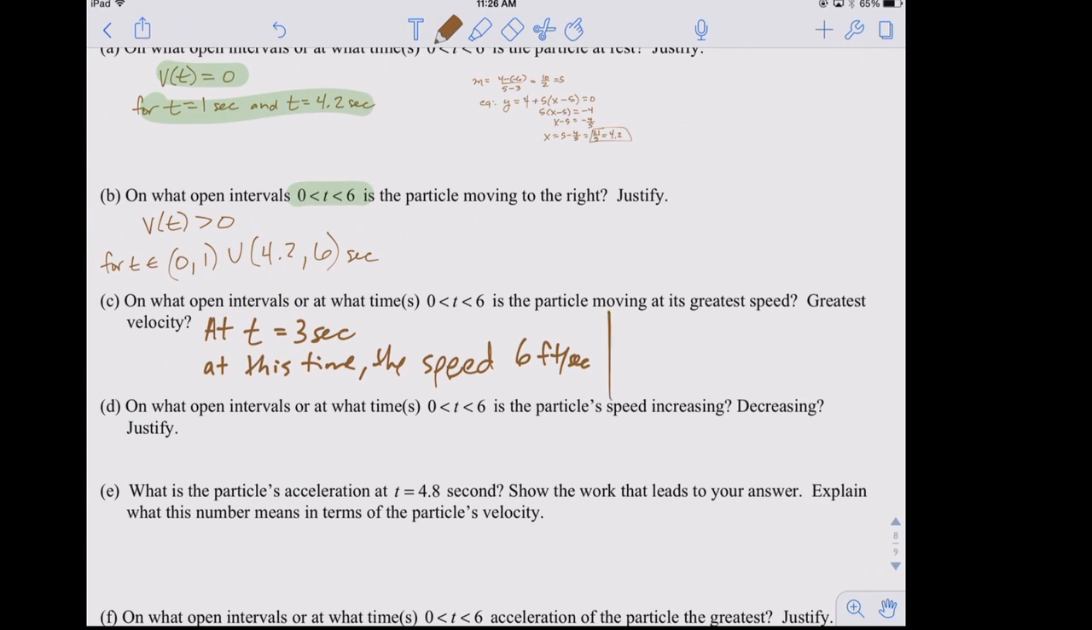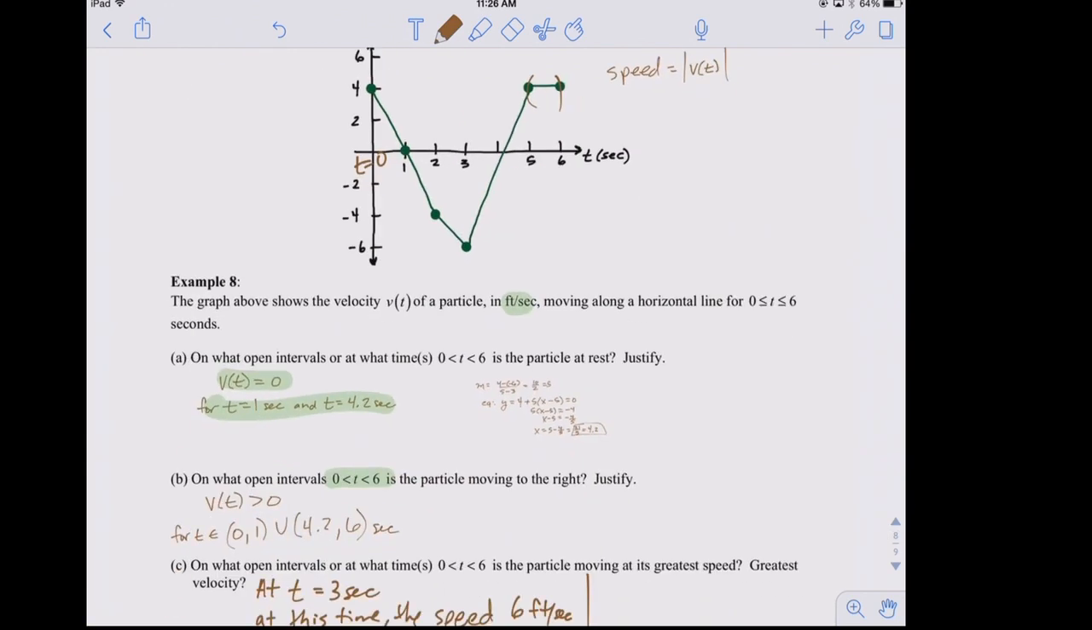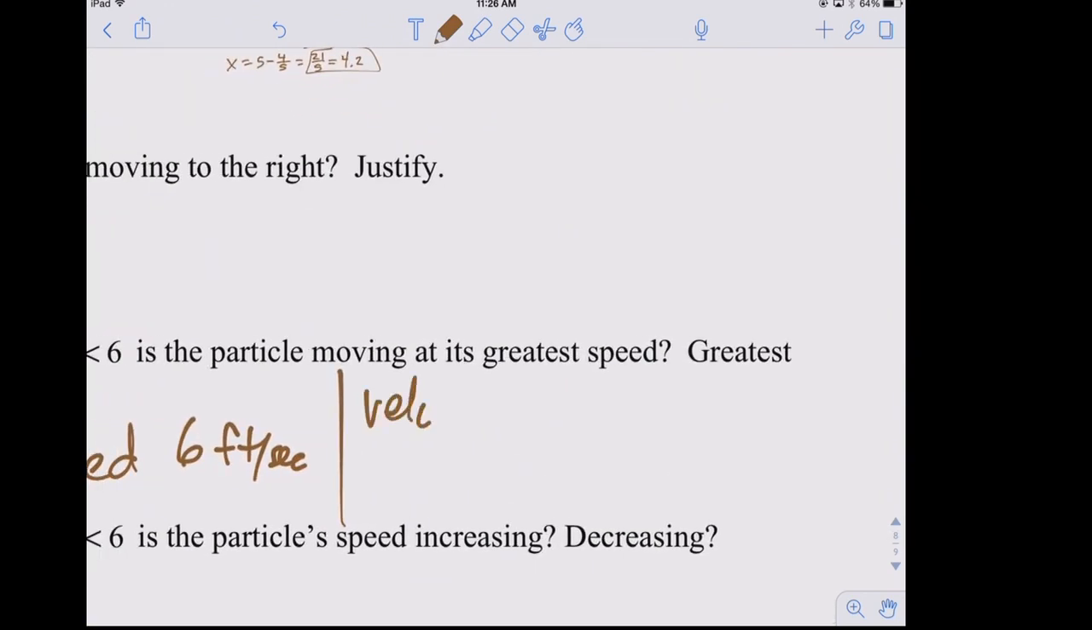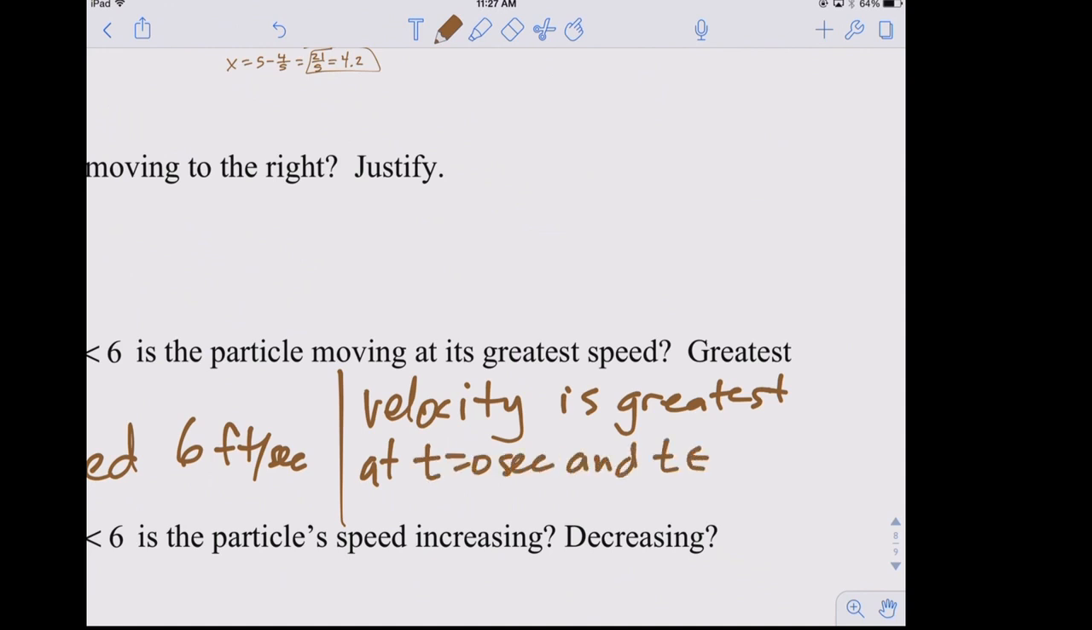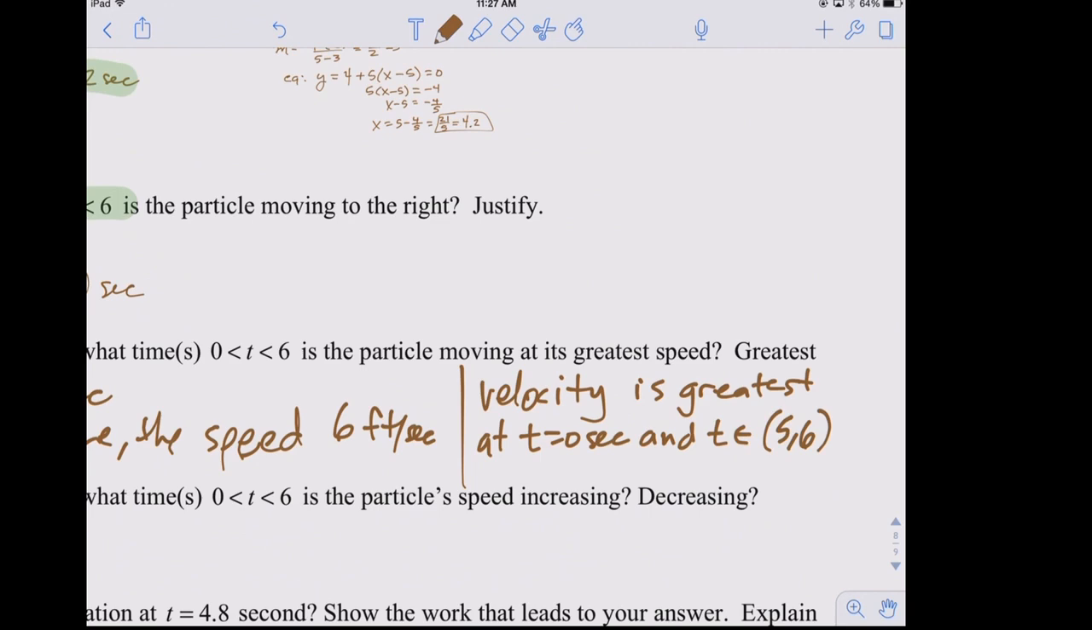Okay. Now it says, where's the greatest velocity? Is it the same thing? No. The greatest velocity is going to be where is it the most positive? Well, it would be at t equals 0 and on the interval from 5 to 6, right? So it starts off with that. So velocity is greatest when the graph is the most positive. The velocity is greatest at t equals 0 seconds to start with, and on the interval from, what do we say, 5 to 6 seconds.